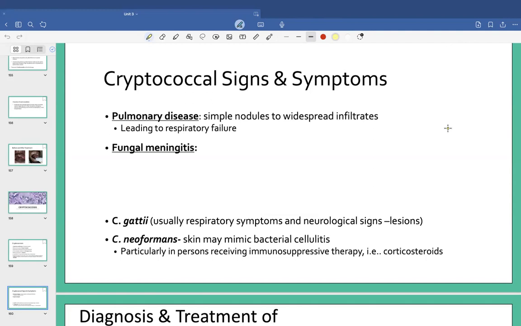I'm going to say it 7 times, so I'm going to get it in. These patients are going to present with headache, nausea, vomiting, confusion, mental status changes, possibly cranial nerve or visual abnormalities.